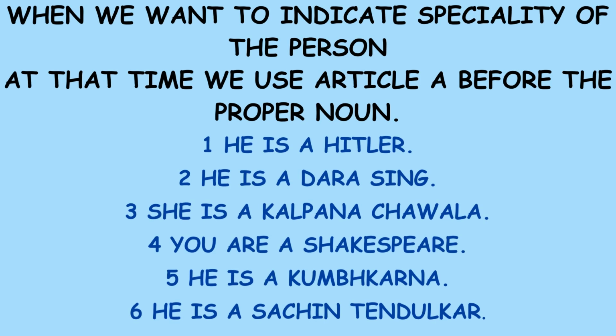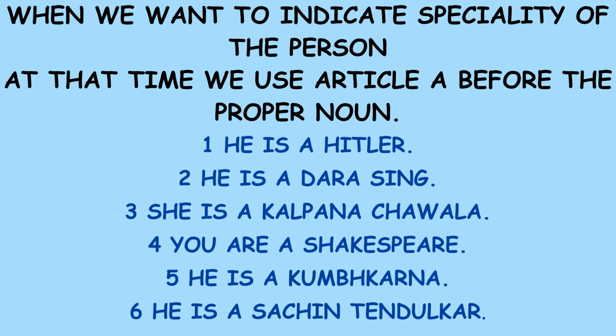When we want to indicate the speciality of a person, at that time we use article a before the proper noun. For example, he is a Hitler. He is a Dara Singh. She is a Kalpana Chawla. You are a Shakespeare. He is a Kumbhakarna. He is a Sachin Tendulkar.